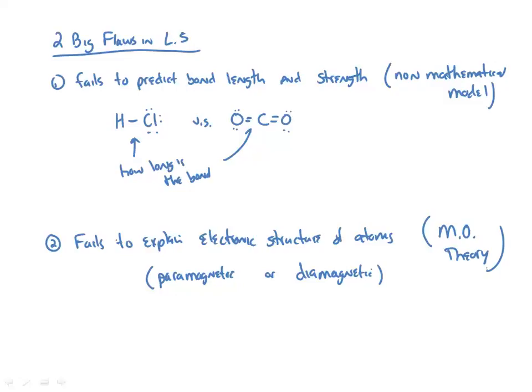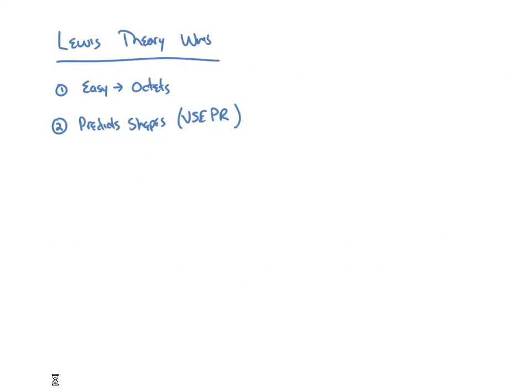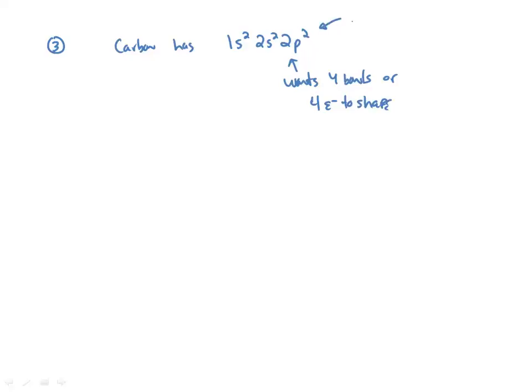And so Lewis structure, maybe we'll even throw a third flaw in there, is if you take a look at it, for instance, carbon has the electron configuration 1s2, 2s2, 2p2. And somehow, you know, it wants 4 bonds, or it wants to find 4 electrons to share, but those 4 electrons go in p orbitals that look like this.